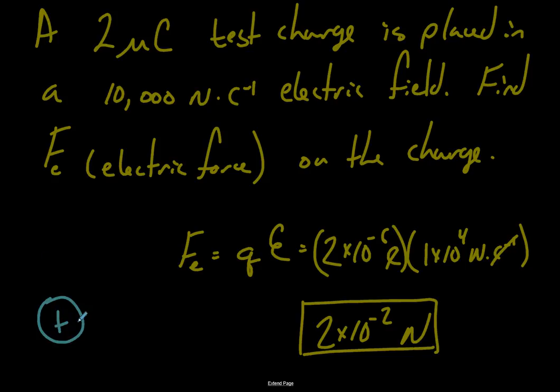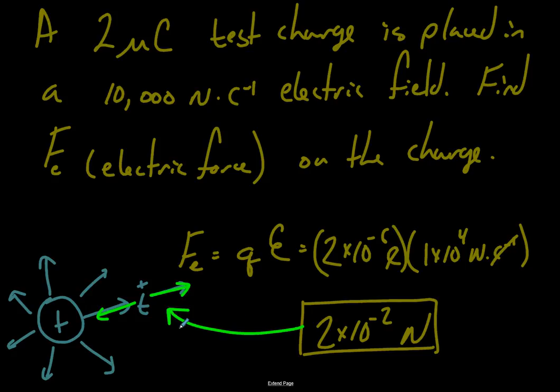And so the question is, what does this look like? Here's our charge. Here's our field. Here's where we put our test charge. I'll put a T there. If it is a positive test charge, that force is in this direction. If it is a negative test charge, that force is in this direction. And it's this amount of force. And that's where we'll stop.